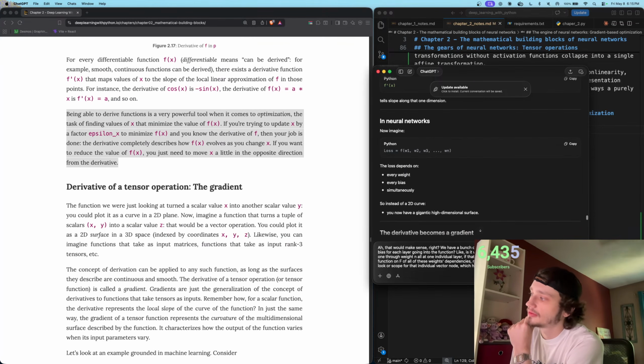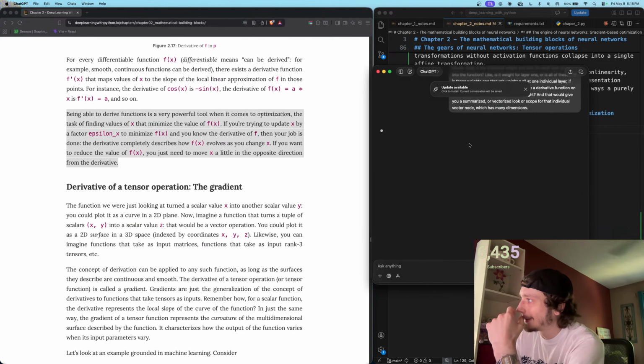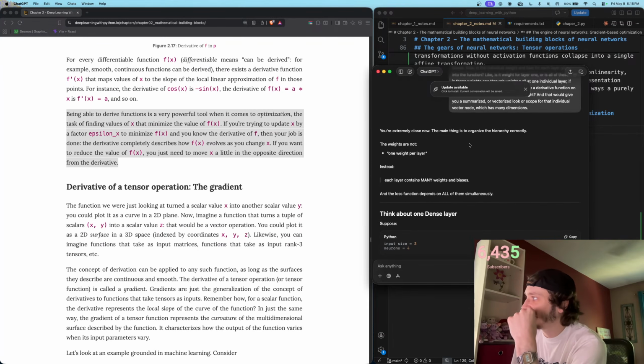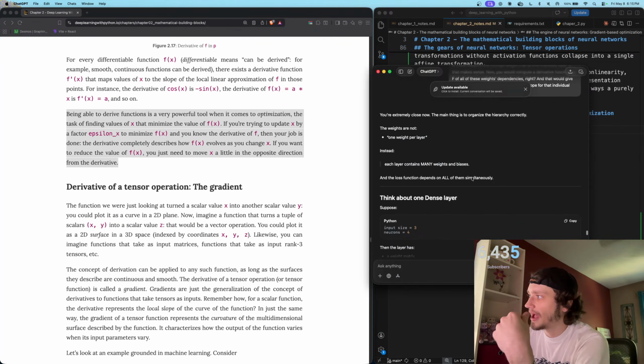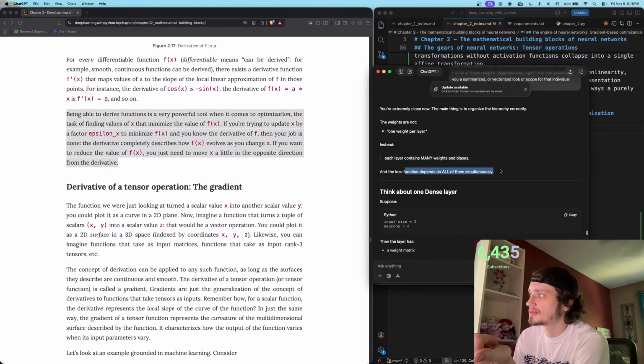Crazy stuff. We're really getting into it here. You're extremely close now. The main thing is to organize the hierarchy correctly. The weights are not one weight per layer. Instead, each layer contains many weights and biases, and the loss function depends on all of them simultaneously.